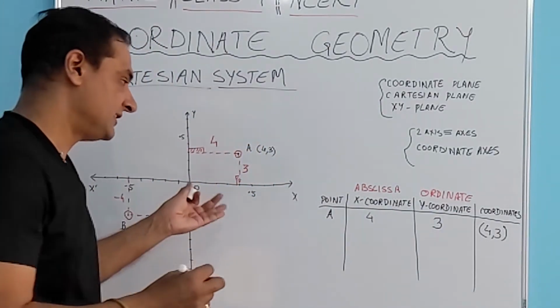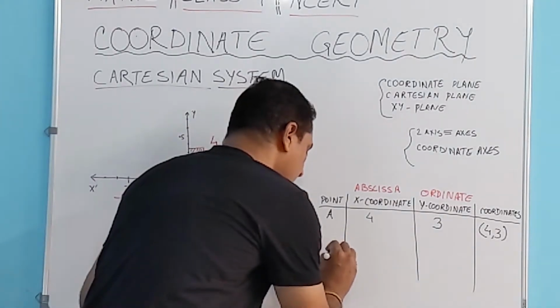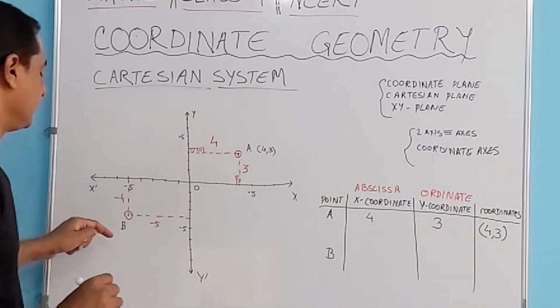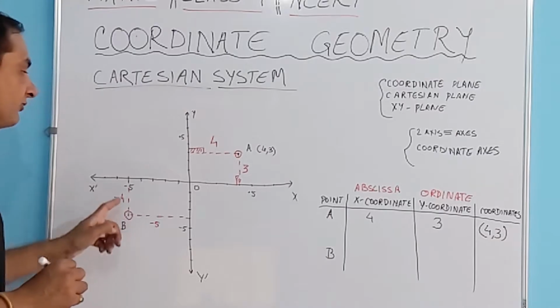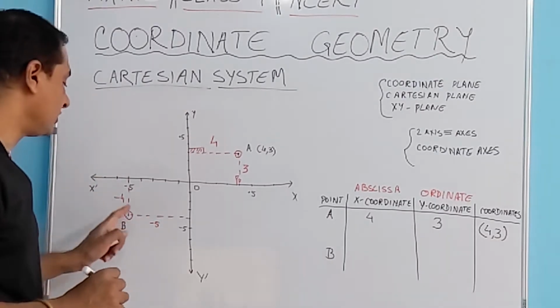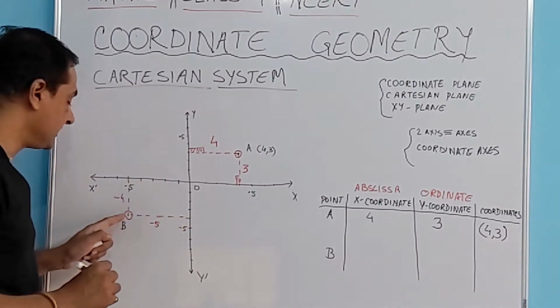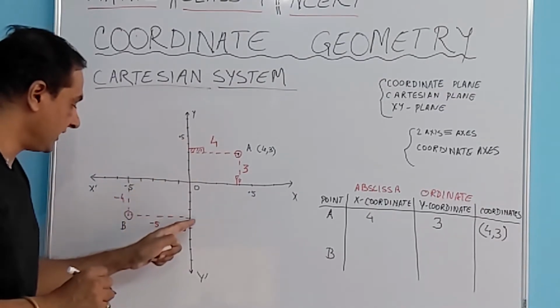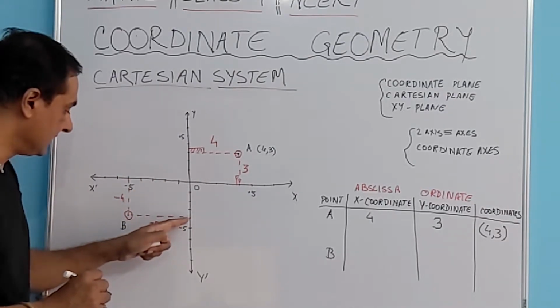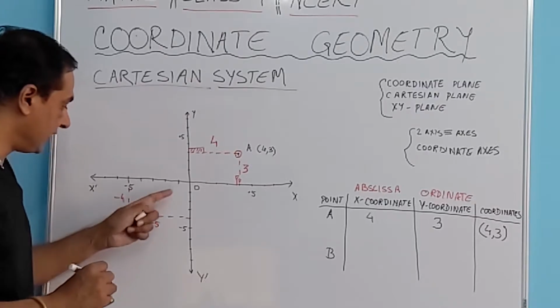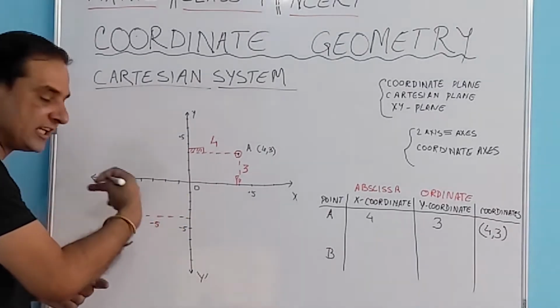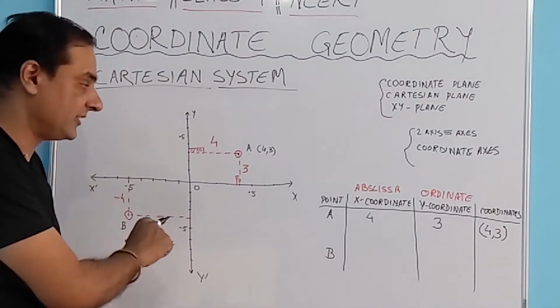Now if you look at similar details for point B, we can understand similarly what will be the x coordinate. The x coordinate will be the perpendicular distance from the y-axis. So from the y-axis, if we look at the perpendicular distance, the distance is 5, and since this direction is the negative direction, we are going to write -5.